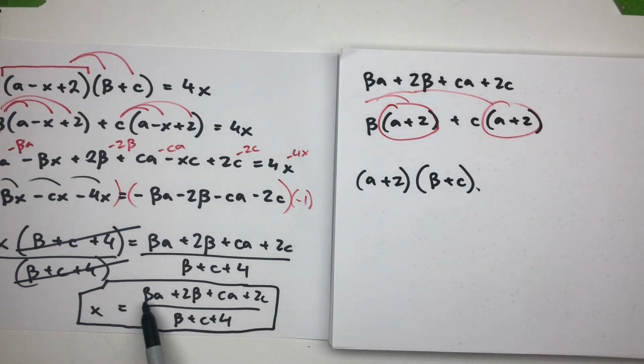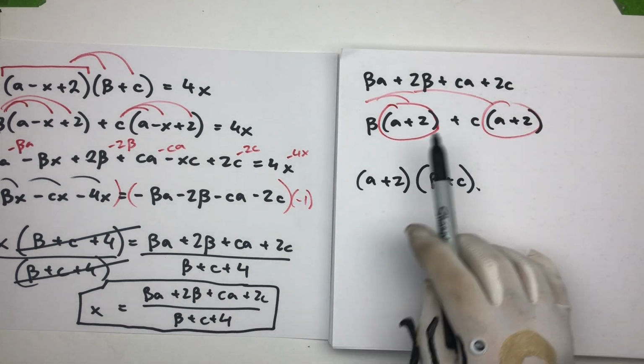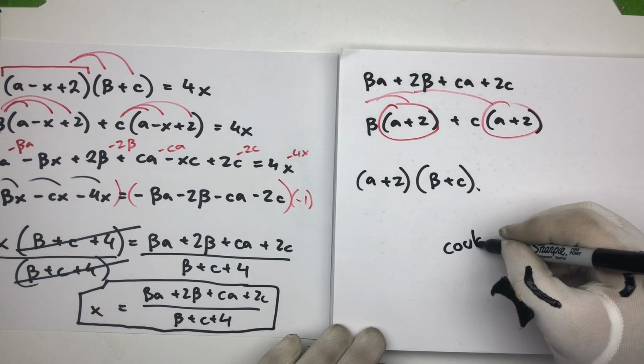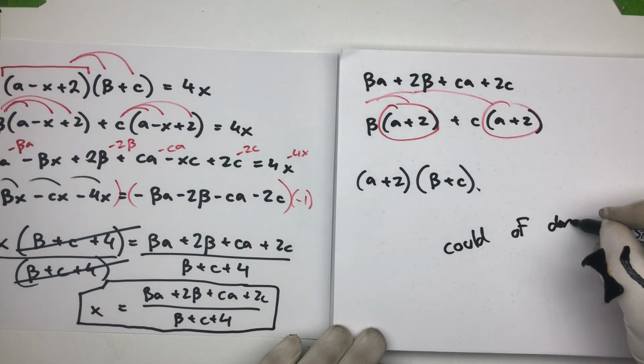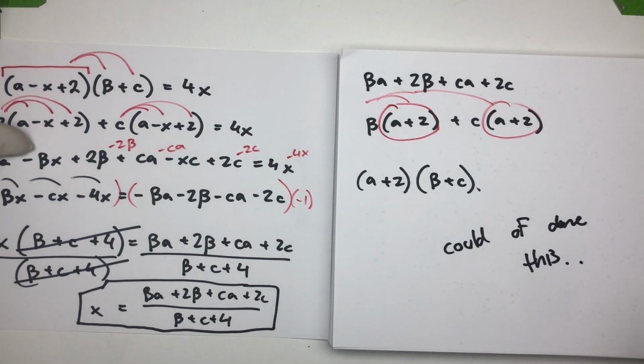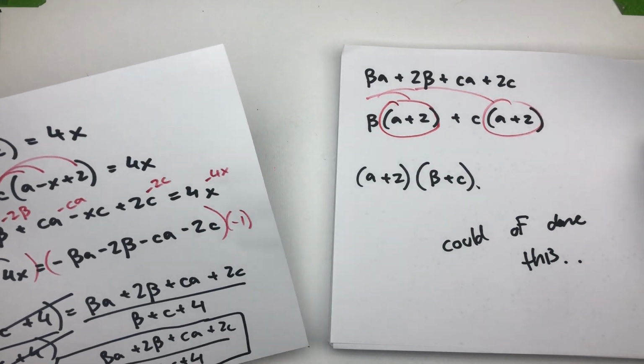So you could have converted that into that. I generally don't take things out of the brackets, but you could have, okay? So you could have done this. But you don't have to. Okay, let's move on.